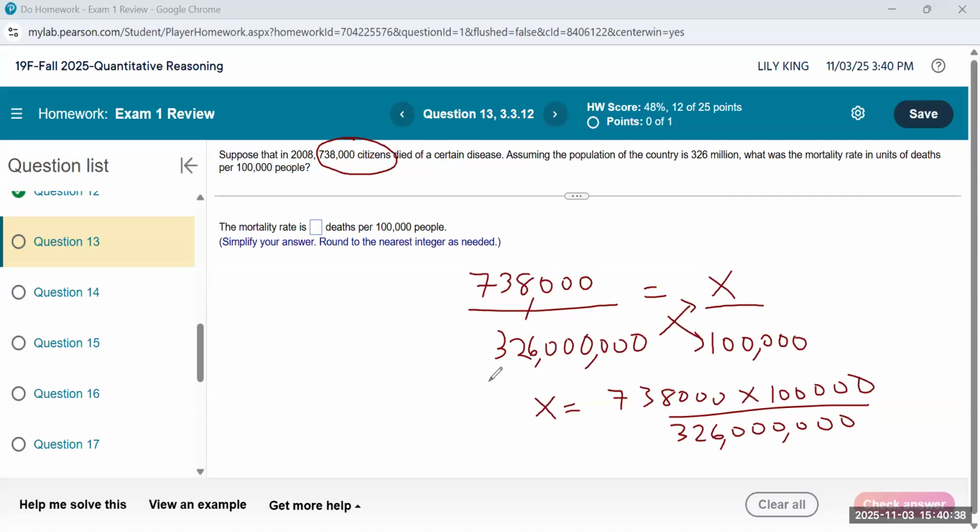This is 226, and it says round to the nearest integer. So this is 226 deaths per 100,000 people.